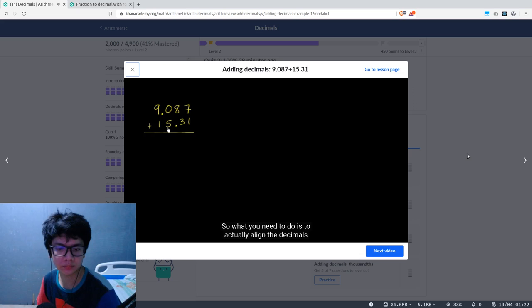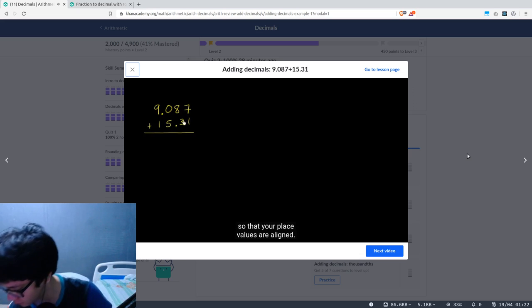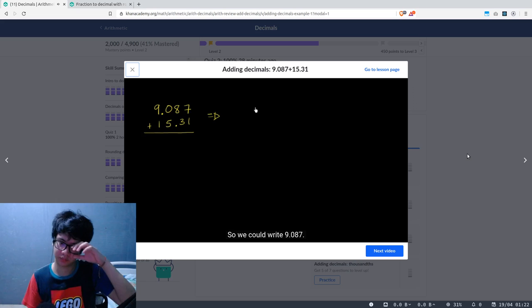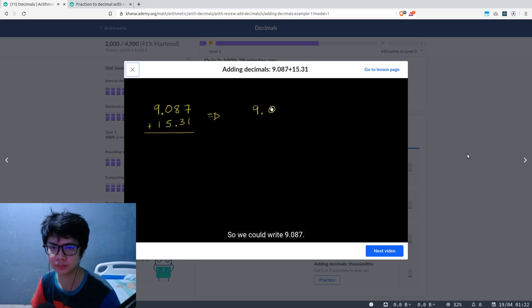So what you need to do is actually align the decimals so that your place values are aligned. So what you want to do is align things up. So we could write 9.087, and then we want to align the decimals. So let's align the decimal.